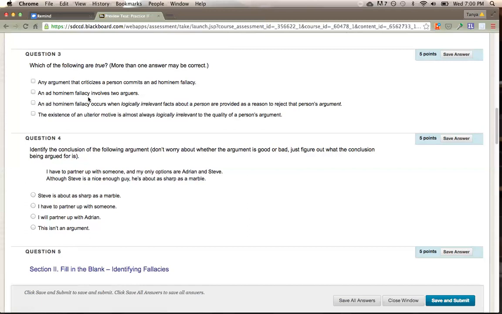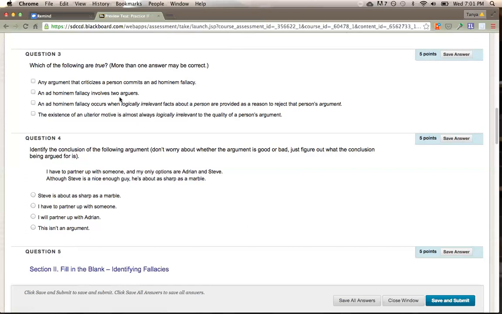An ad hominem fallacy involves 2 arguers. Yes, it does. Because in an ad hominem fallacy, you are criticizing another person in place of their argument. So there has to be an original person who gave an argument, and then you attack that person instead of their argument. So there are two arguers. There is another fallacy, at least of the ones we are studying, that involves two arguers. Can you think of what that one is?